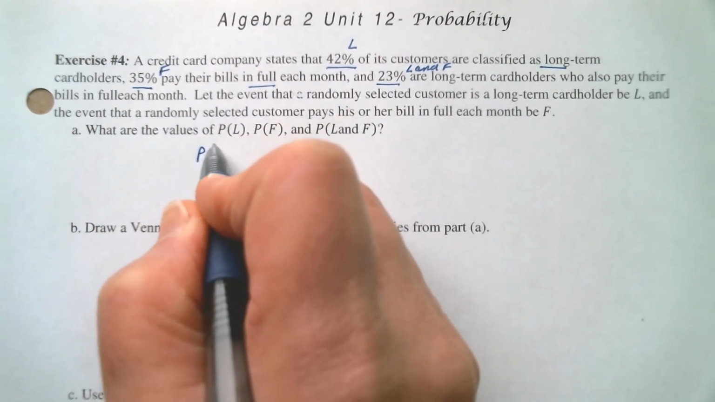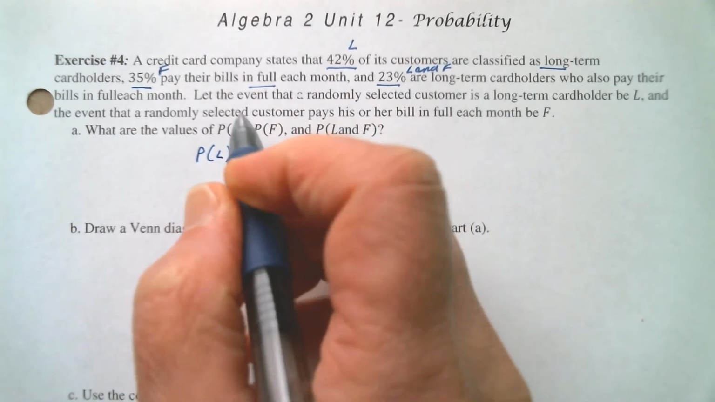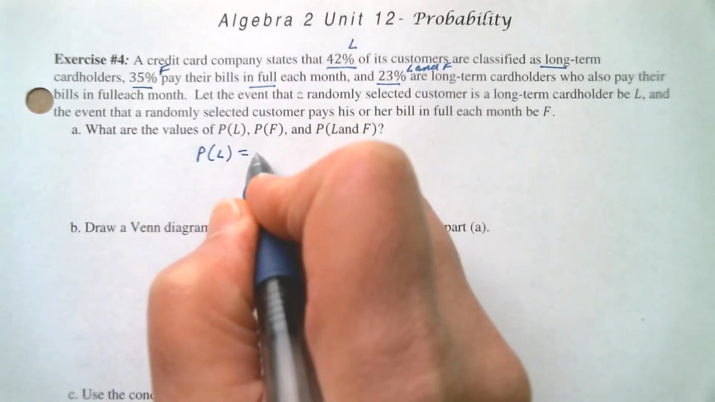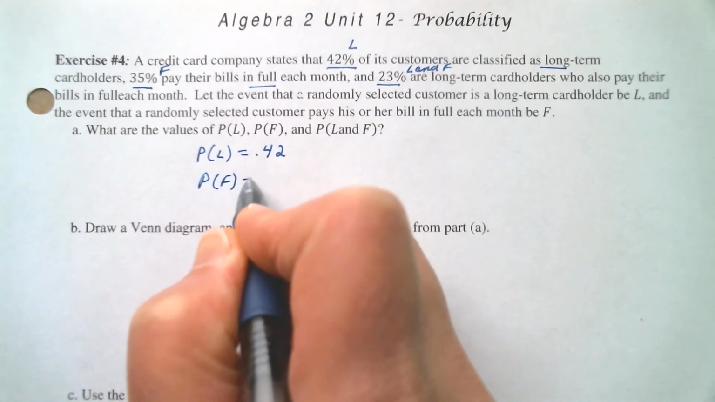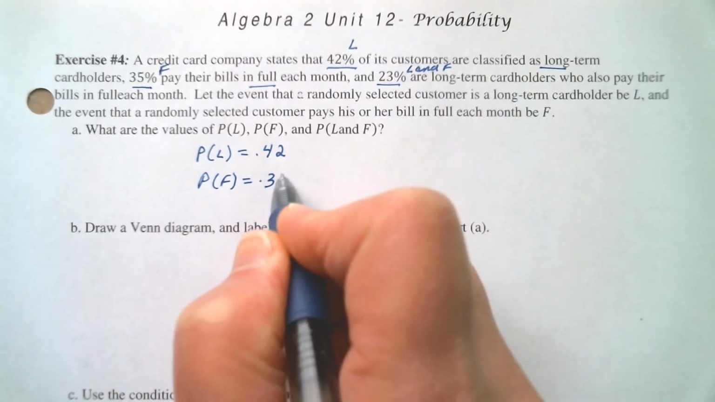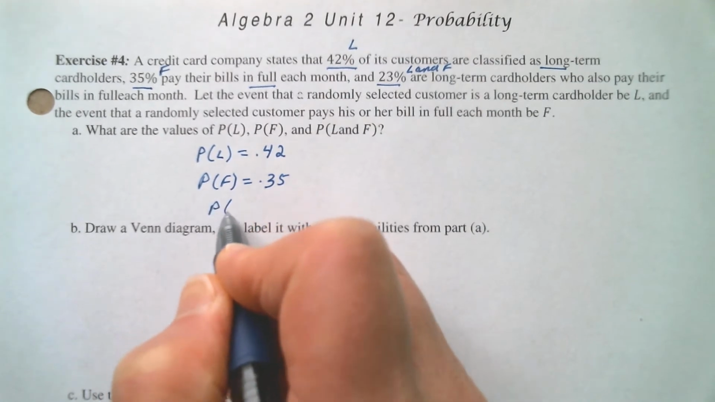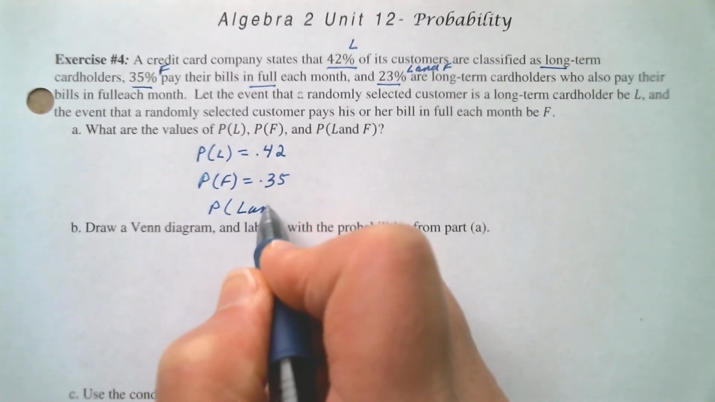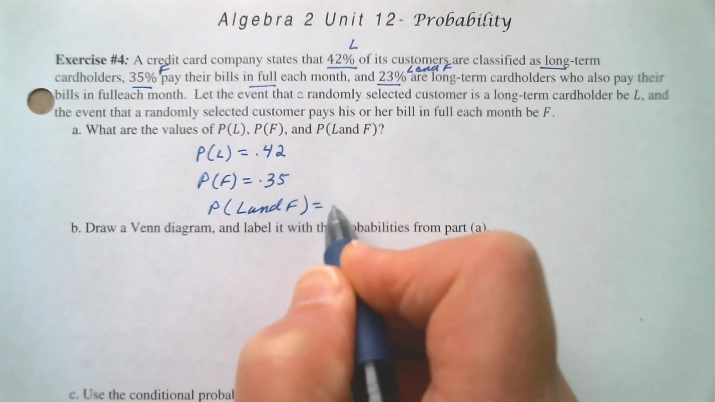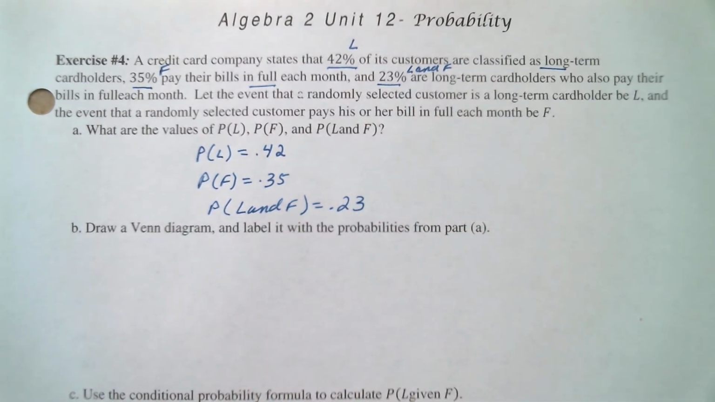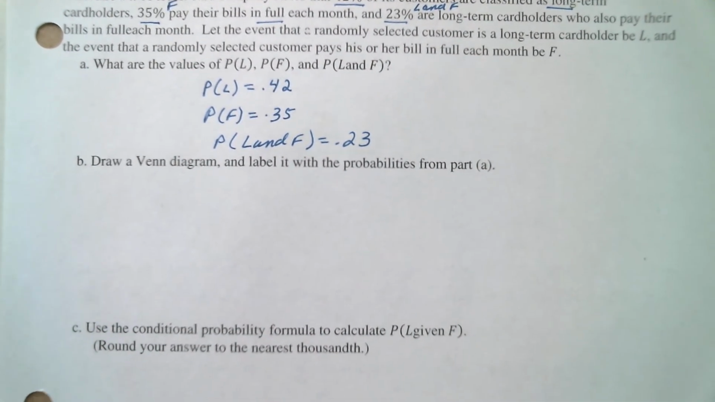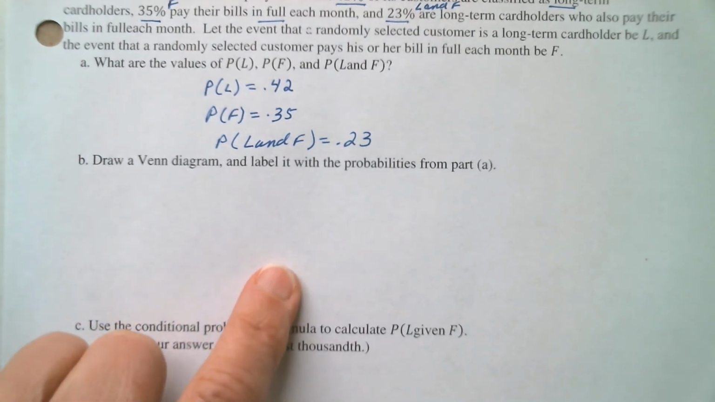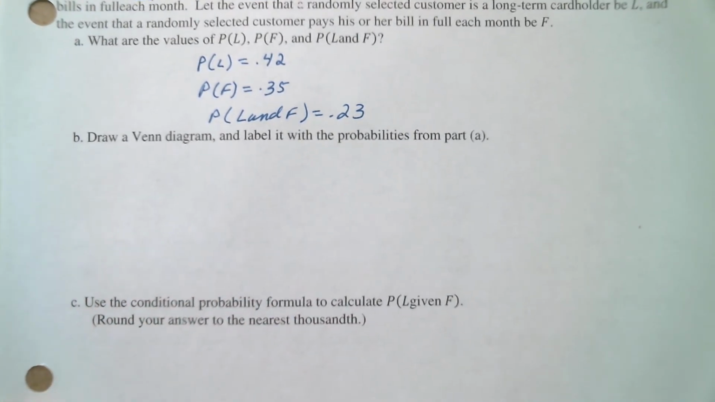So the probability of L is equal to 0.42. The probability of F, 0.35. And the probability of L and F, 0.23. Draw a Venn diagram and label it with the probabilities from part A.